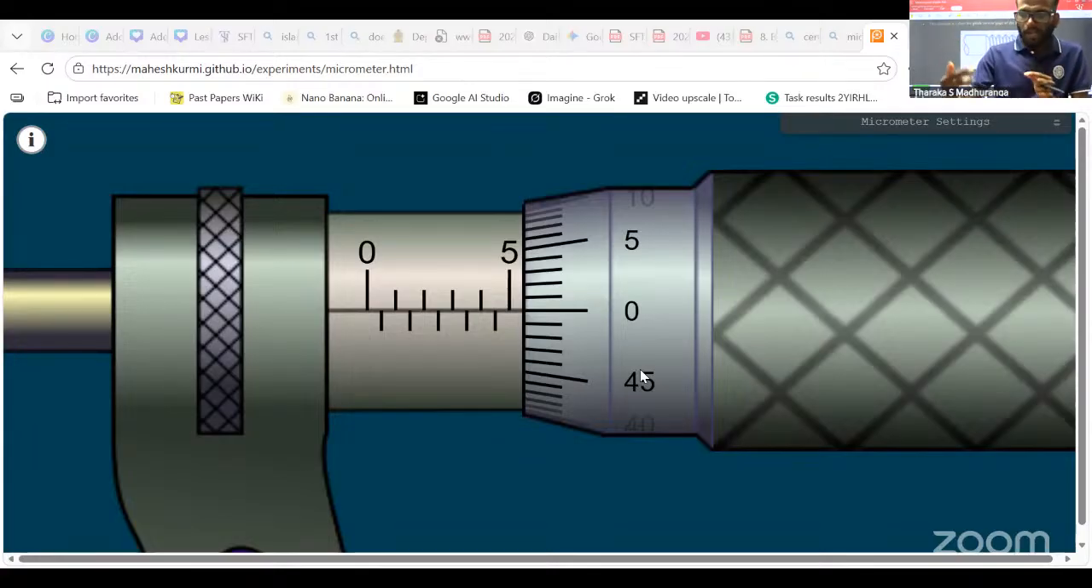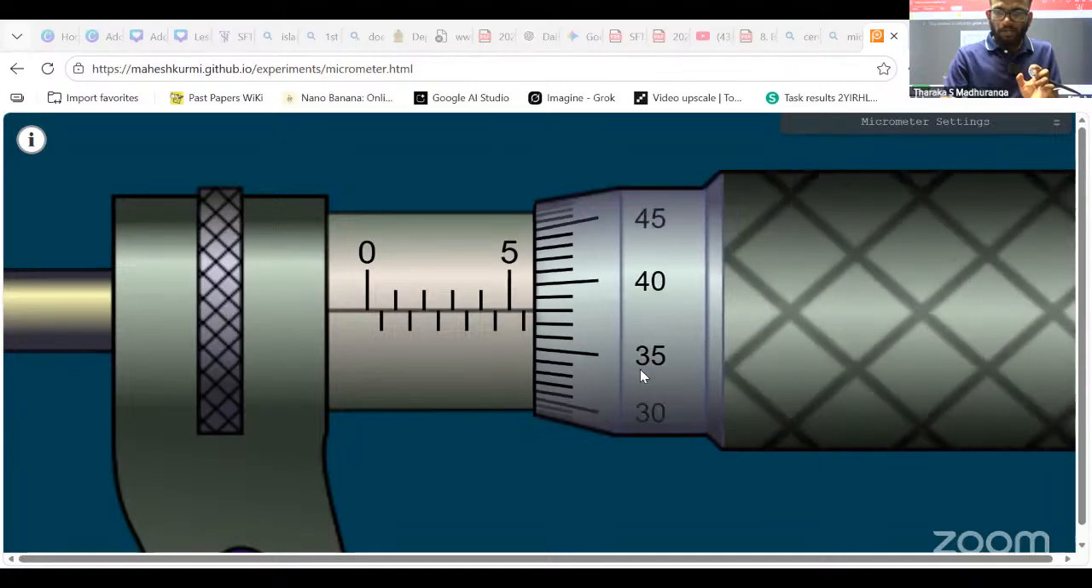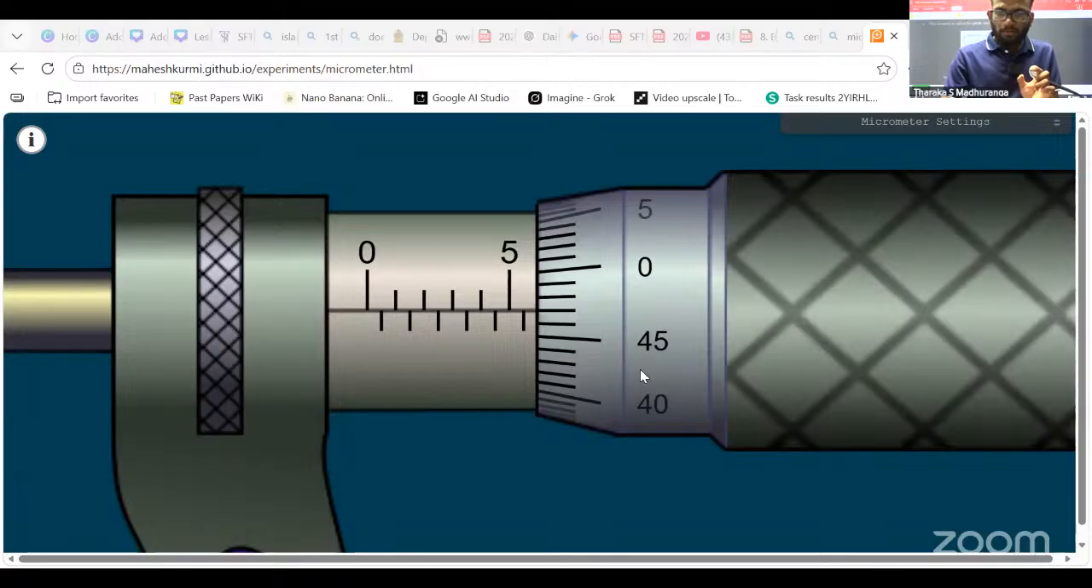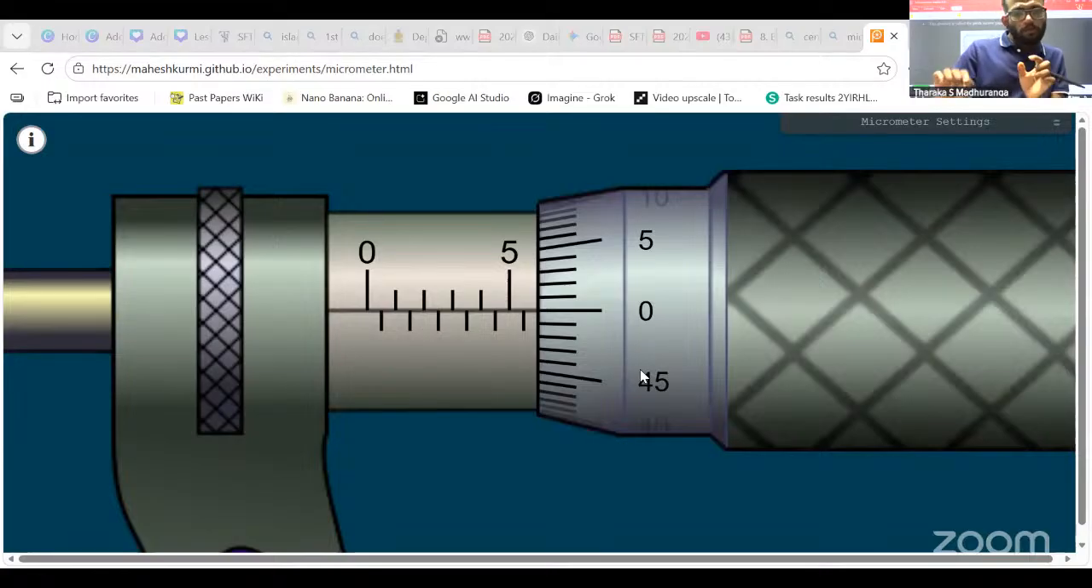I will rotate another one complete revolution. Now how about the linear scale value? It is 6 millimeter. Very good. 6 millimeter. Now I think you have an idea what a screw gap is.